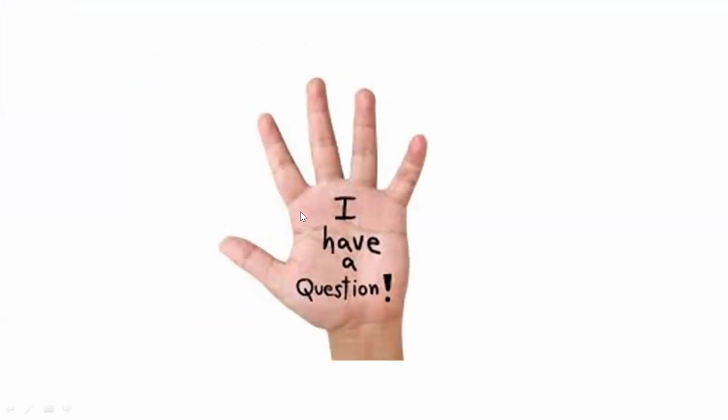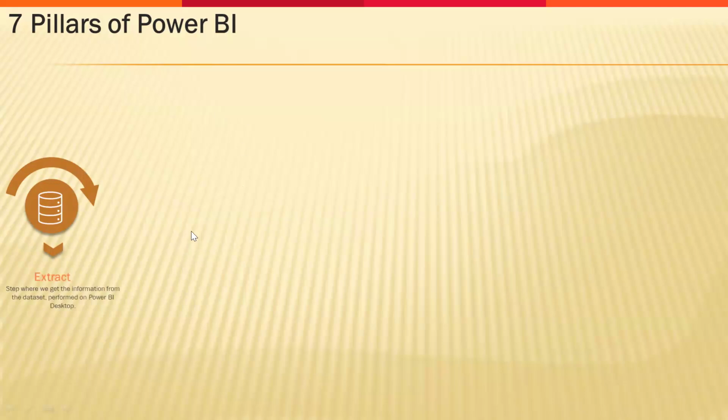Cool. So yesterday we stopped in between, at the 7 pillars of Power BI. We already talked about the benefits of Power BI and how it is going to help. The same thing we are covering again, but level wise: what we do initially, then what we do at the next level. The first one is extract. As I mentioned, Power BI is an ETL tool. ETL stands for extract, transform, and load.